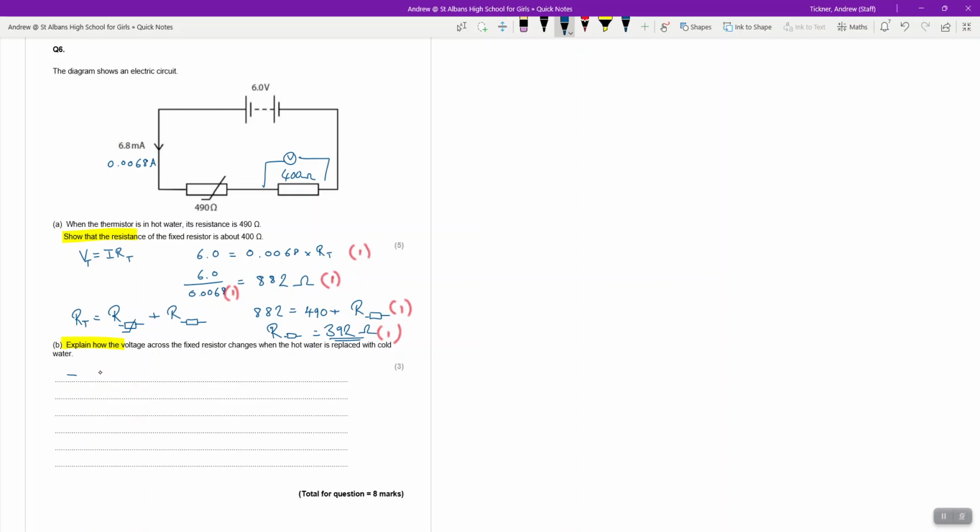So our first mark is a comment on the thermistor resistance. Oh no, so hot water and cold water, I'm going backwards. It's higher. Apologies, back to do the whole thing backwards. Thermistor resistance is higher when it's cold. So therefore, my total resistance in the circuit has gone up.